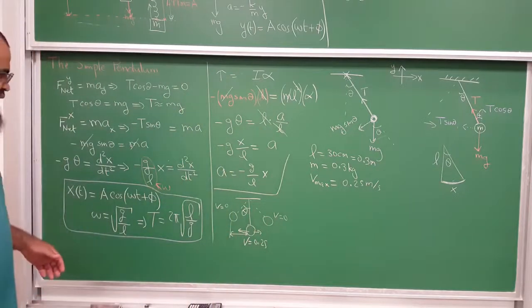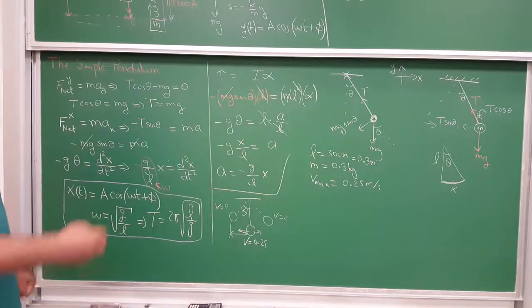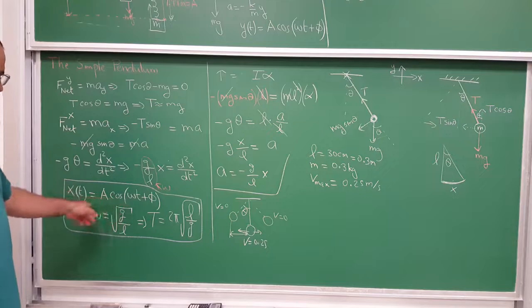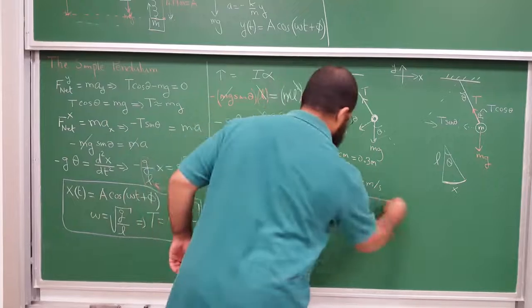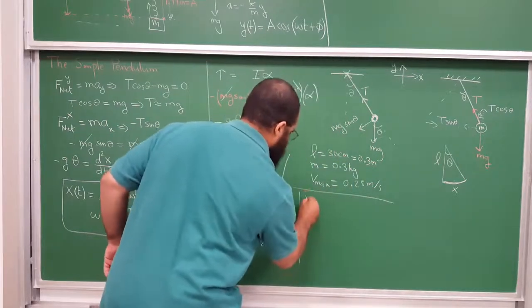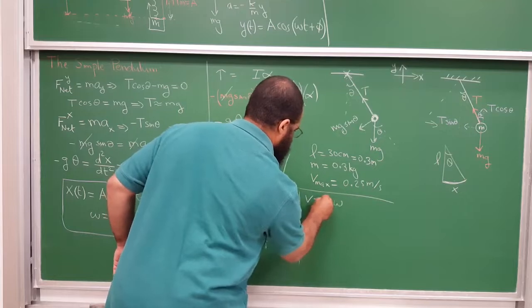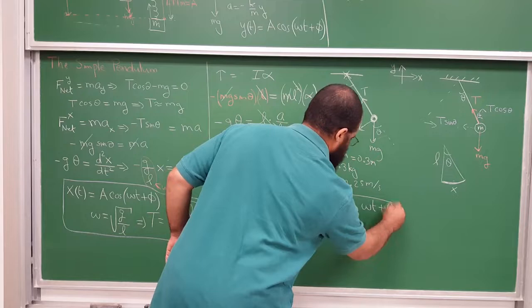We have this function here. The velocity is 0 at the top, and it's maximum at the bottom. So if we take the derivative of this to get the velocity, let me write it. Velocity is equal to minus A omega times the sine of (omega t plus phi).